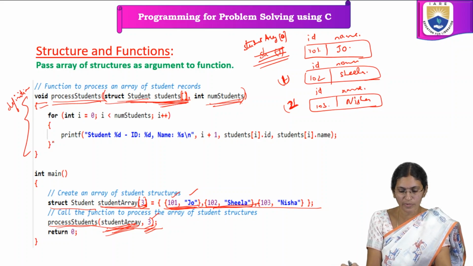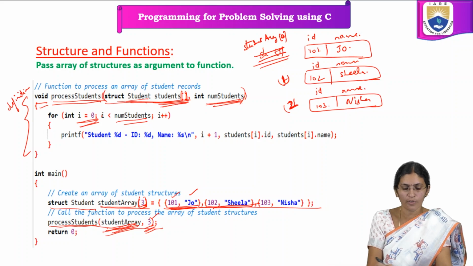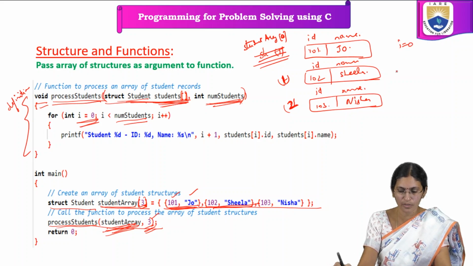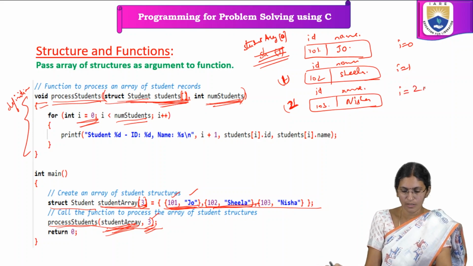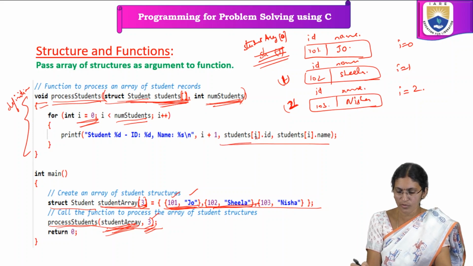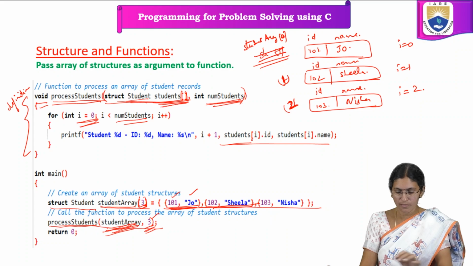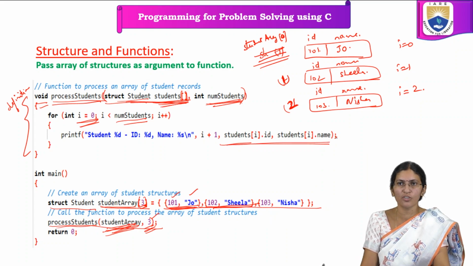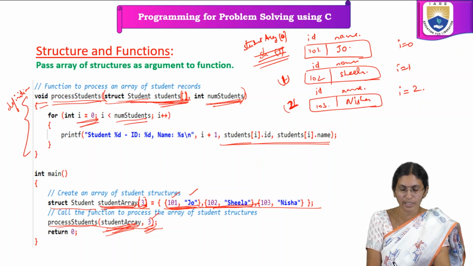Then, in order to print the data of these different elements, we can use a for loop. The for loop starts from i equal to 0 to i less than number of students. Num students is 3, so this loop will iterate 3 times: i is equal to 0, i is equal to 1 and i is equal to 2. It will print the details of each member for the 3 student array variable.